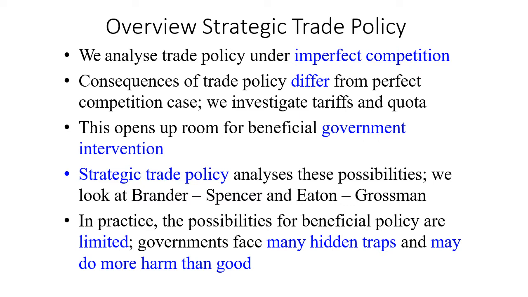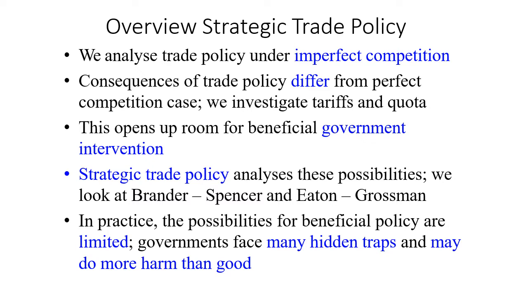We're also going to look at a few different perspectives. We're going to look at the Brander perspective, the Spencer and Eaton perspective, and the Grossman perspective when analyzing strategic trade policy. So those are the three main perspectives that we're going to be looking at. But we're going to find out that even in general, when we have imperfect competition and beneficial policy, the policy that may exist is maybe very limited. There are only so many options we can take.